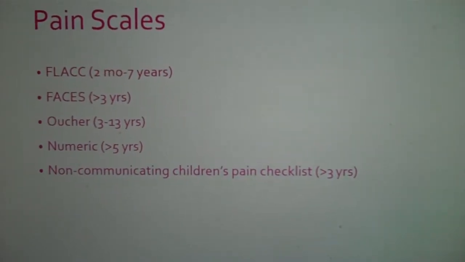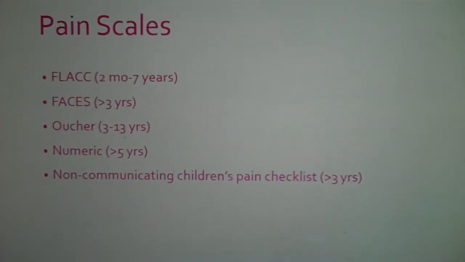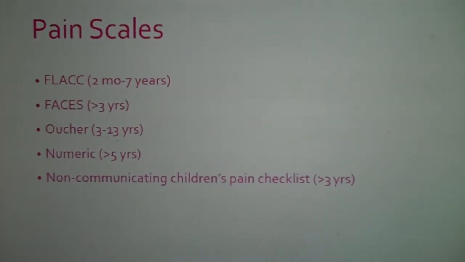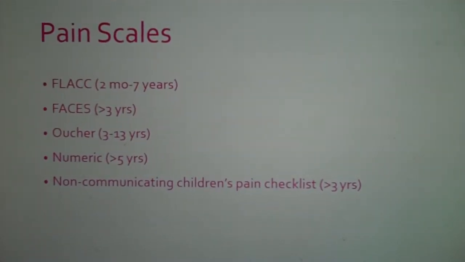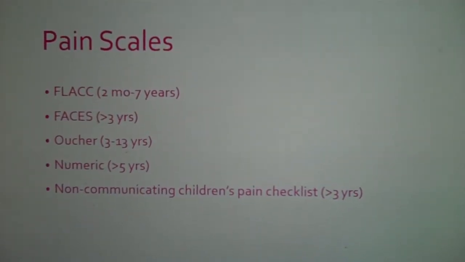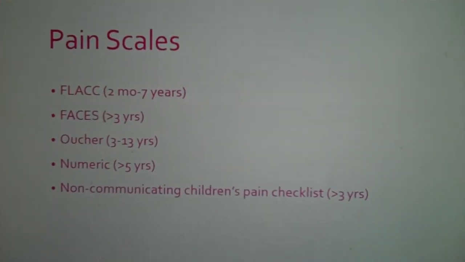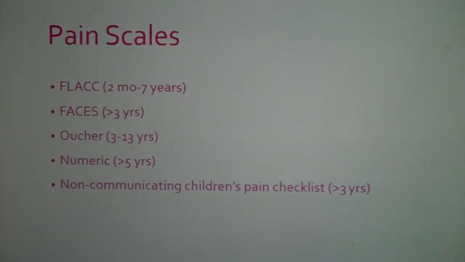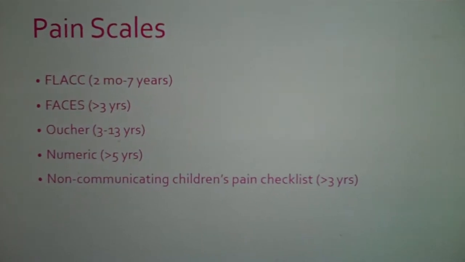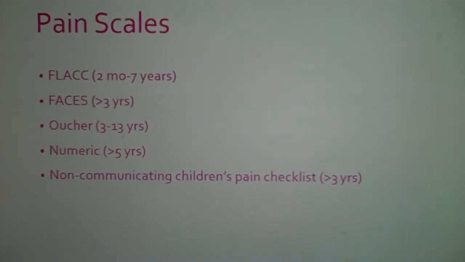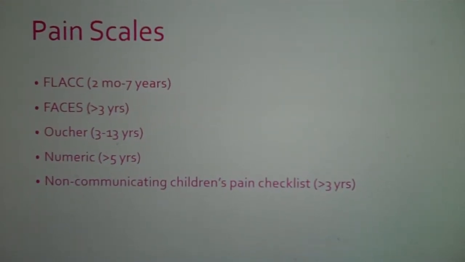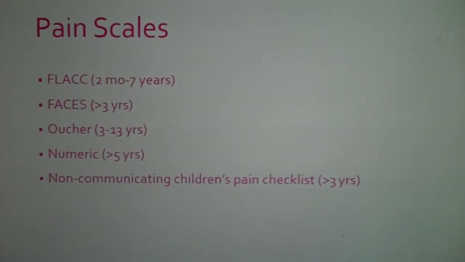The Oucher pain scale is very similar to the FACES pain scale, but you show the child pictures, and they order those pictures. The picture that they see as most painful, they put at a 10, or at the top, and the picture that they see as no pain they put at a 0, or at the bottom. Then they pick what picture represents their pain, and that's appropriate for ages 3 to 13.